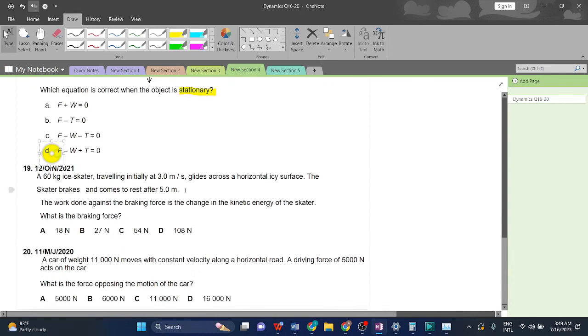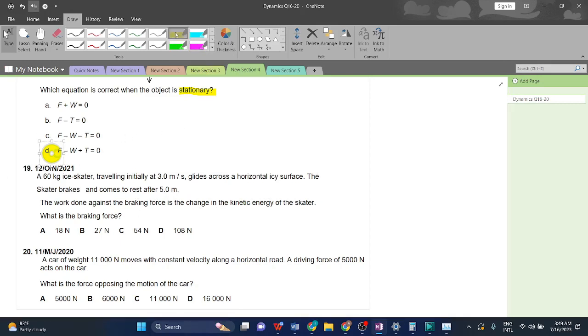A 60 kilogram ice skater traveling initially at 3 meters per second glides across a horizontal icy surface. The skater brakes and comes to rest after 5 meters. The work done against the braking force is the change in the kinetic energy of the skater. What is the braking force?